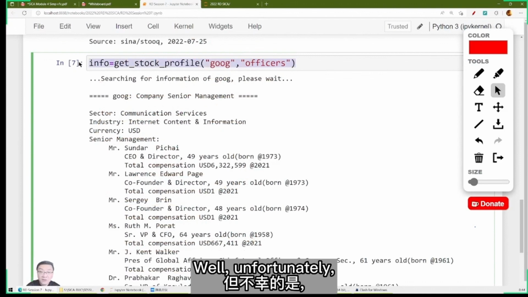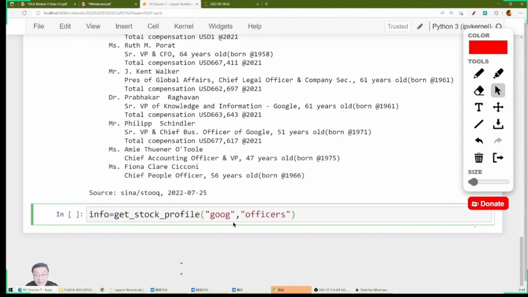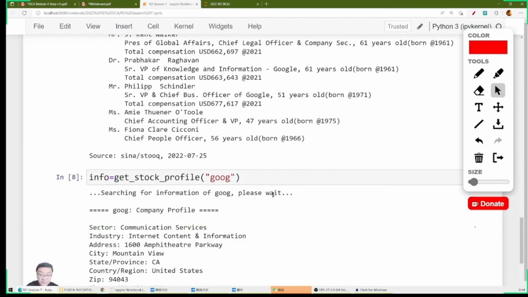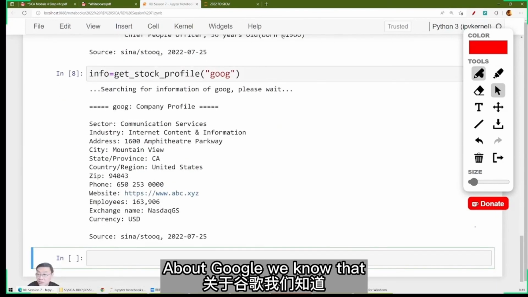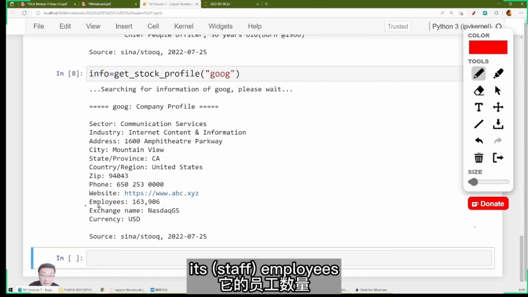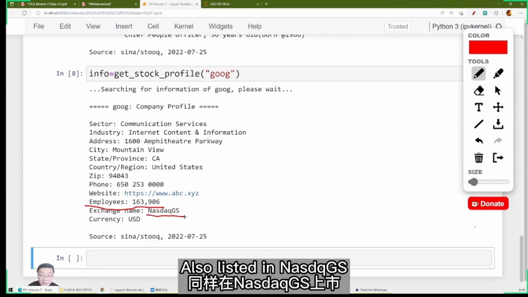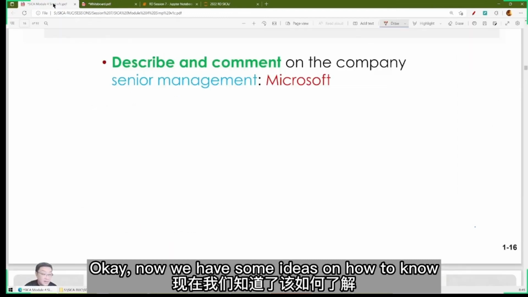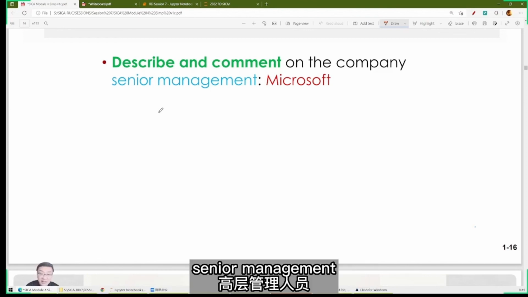Well, unfortunately, not every company's information available. Let's look at the basic information about Google. Okay. About Google, we know that its staff employees 163,000. Also listed in Nasdaq GS. Okay, now we have some ideas on how to know company's basic information as well as senior management.